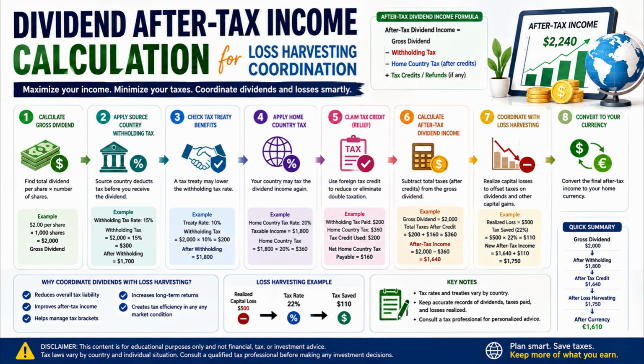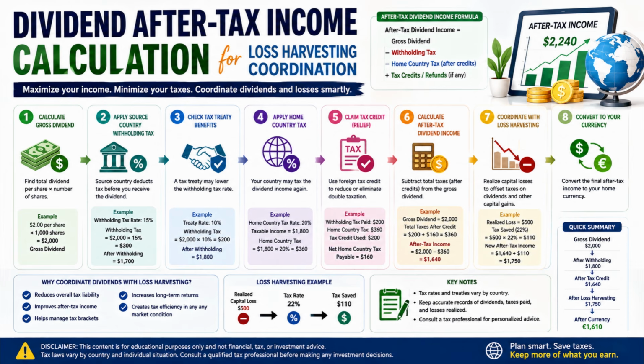Then, you need to apply your home country tax rules. Even after foreign withholding tax, your own country may still tax the dividend income. For example, if the taxable dividend amount is $1,800 and the home country tax rate is 20%, the home country tax may be $360 before applying any foreign tax credit. This is why global dividend investors should look at both foreign tax and local tax together.